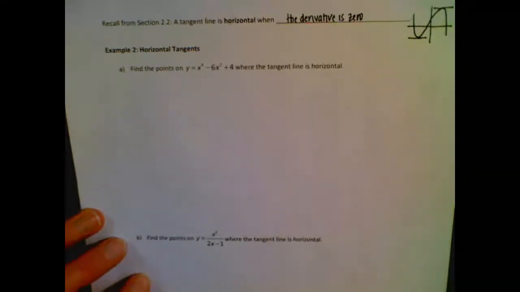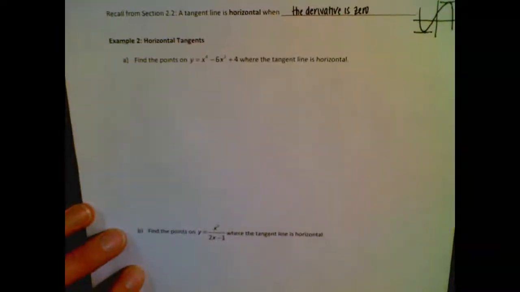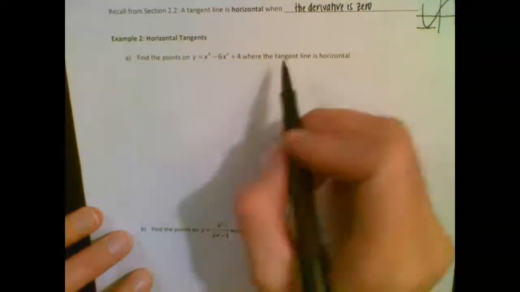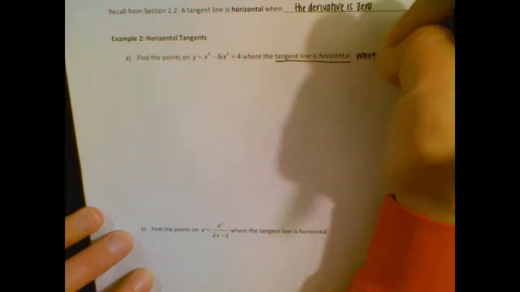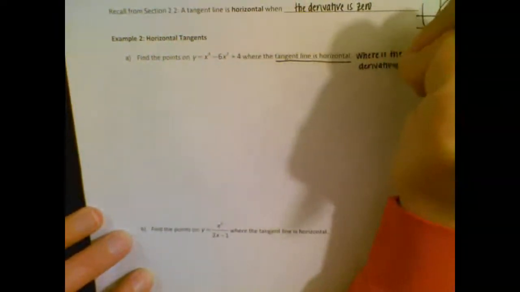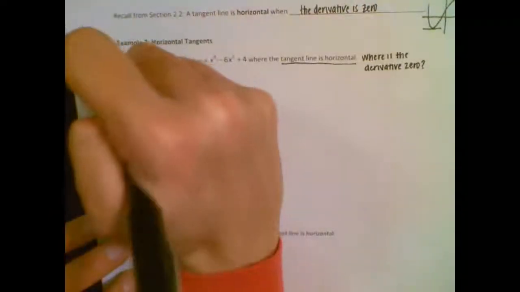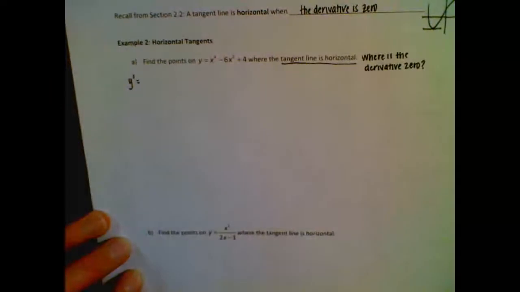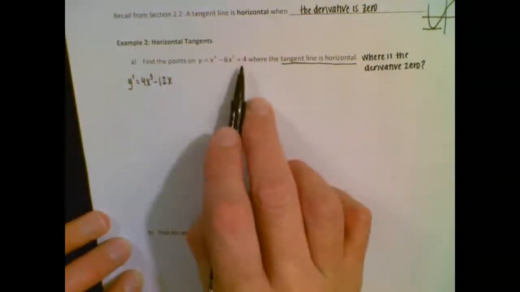To apply that, we want to find the points on y is equal to x to the 4th minus 6x squared plus 4 where the tangent line is horizontal. So basically that's asking us to look for where the derivative is 0. At what points is the derivative going to be 0? Well, obviously I would need to take a derivative if I don't have one yet. So I'm going to use the power rule here to get the derivative of this y. That'll be 4x cubed minus 12x, because the derivative of 4 is just going to be 0.